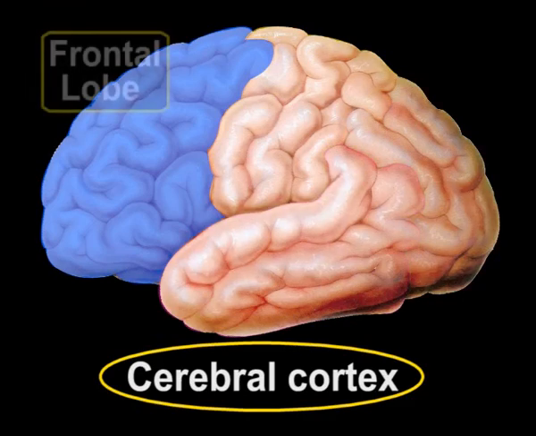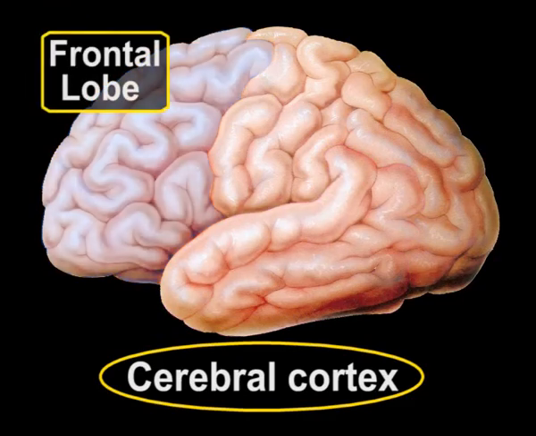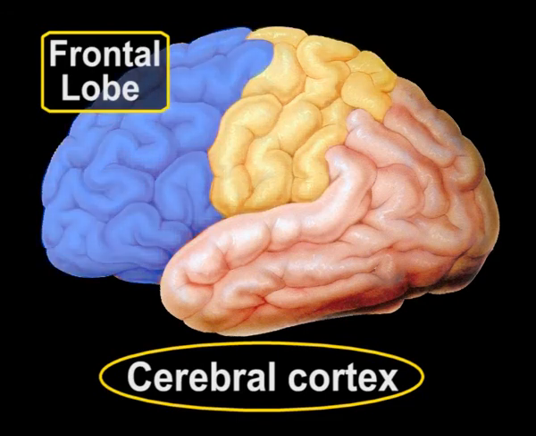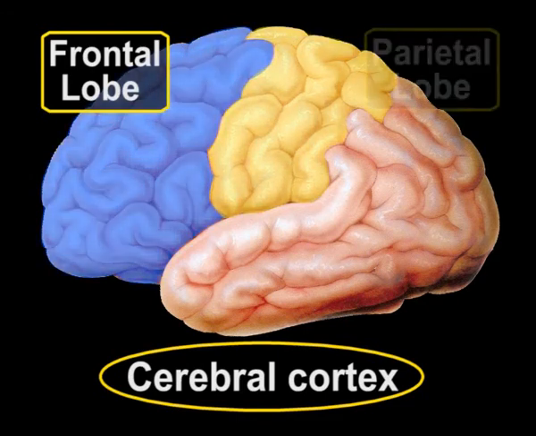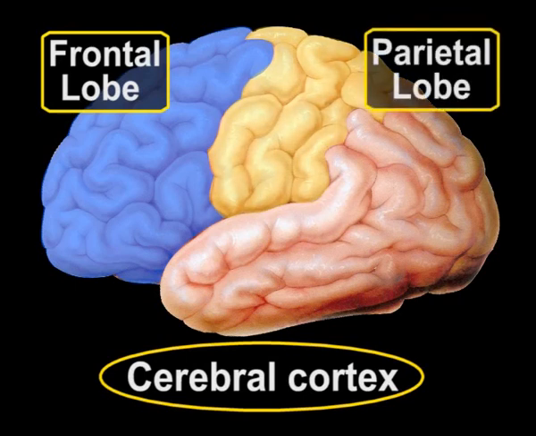This is frontal lobe. It is associated with reasoning, planning, parts of speech, movement, emotions, and problem solving. Next is parietal lobe. This part is associated with movement, orientation, recognition, perception of stimuli.